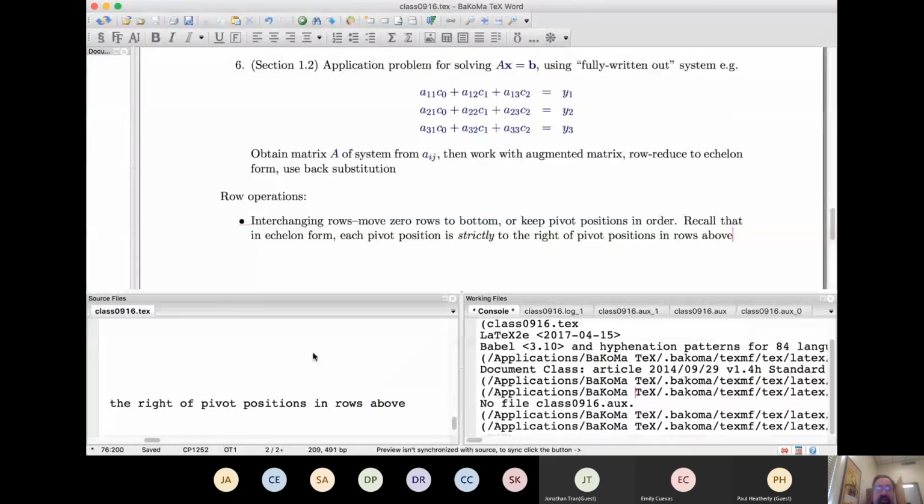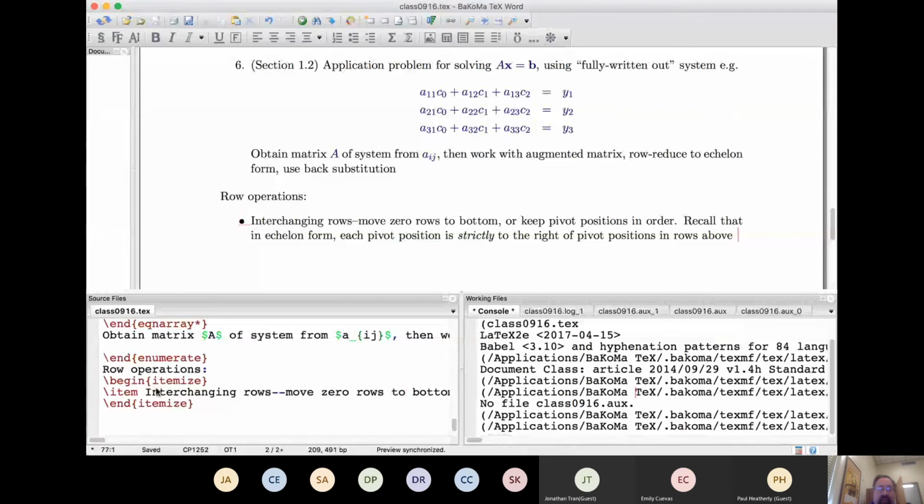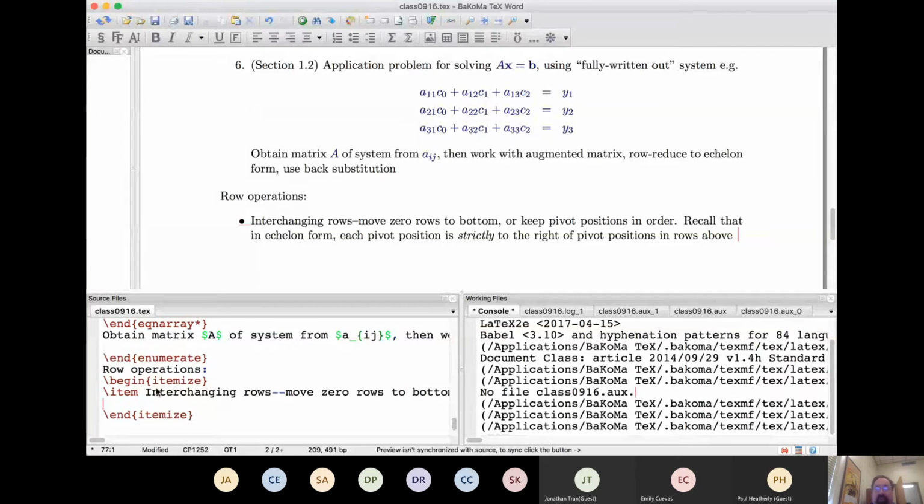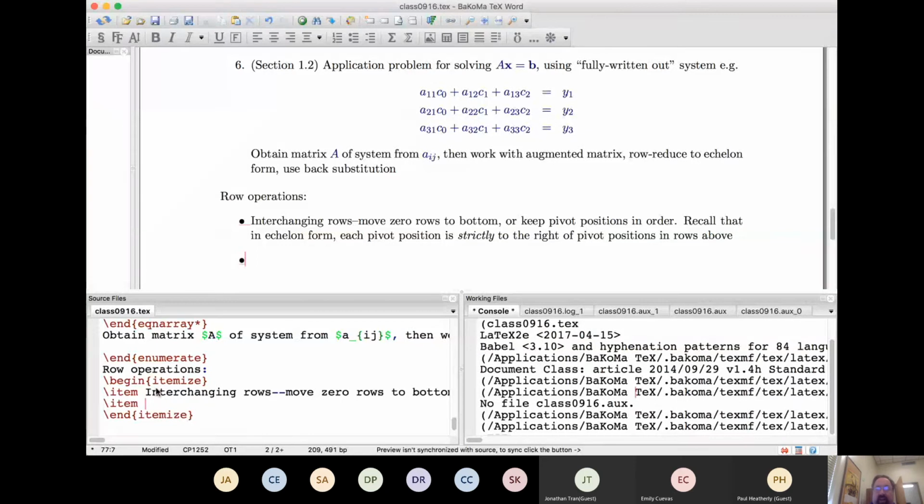All right. So row interchanges may not be necessary, but here are a couple of reasons to go ahead and use them. Number one is certainly less essential, but could still come in handy.